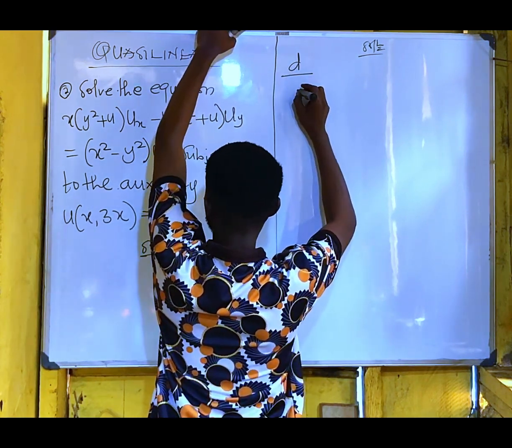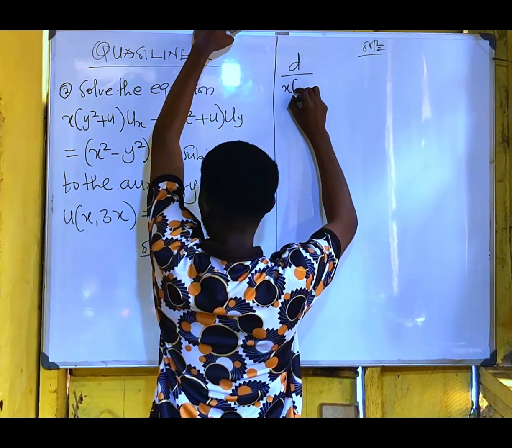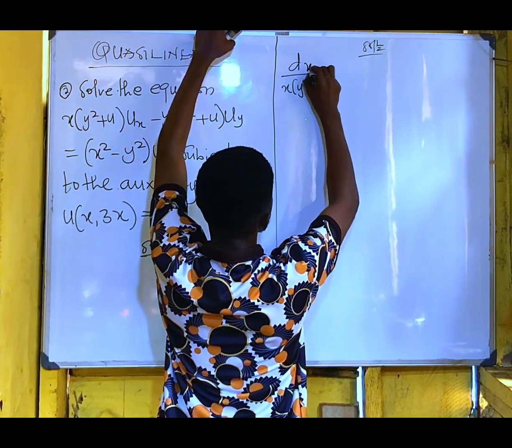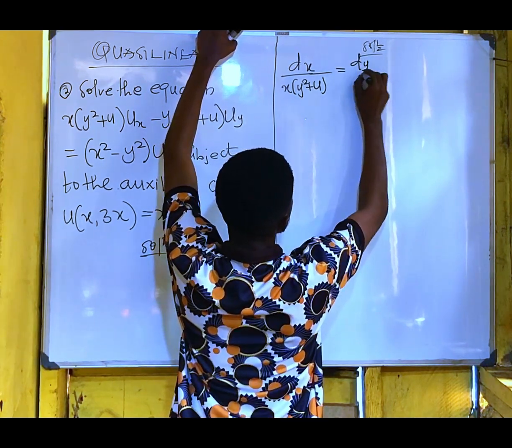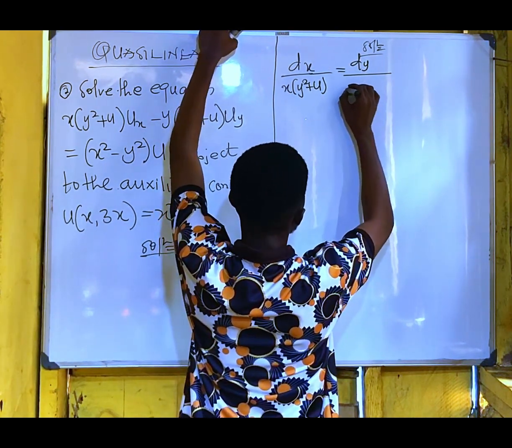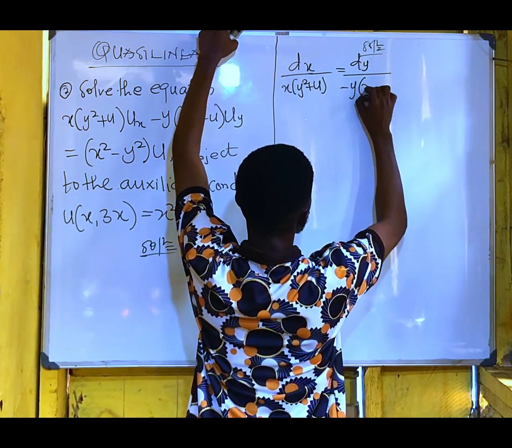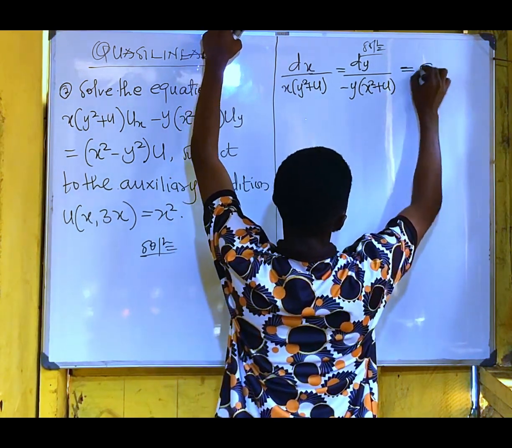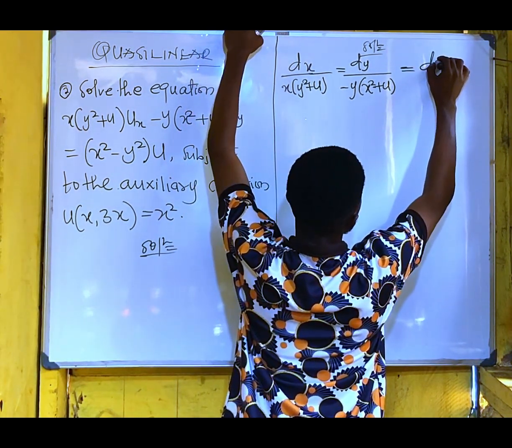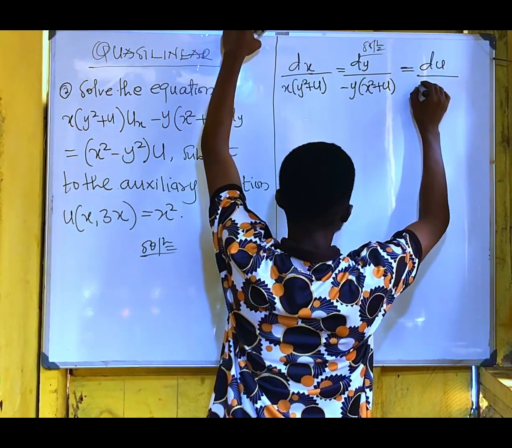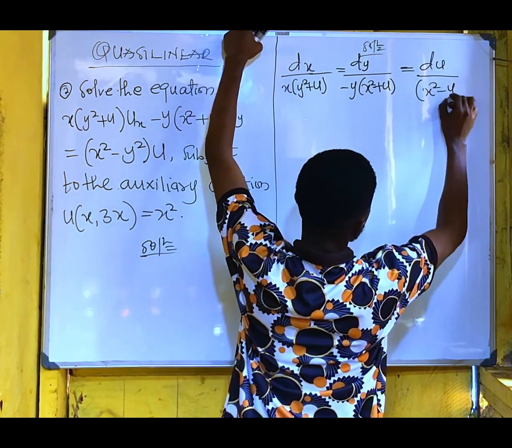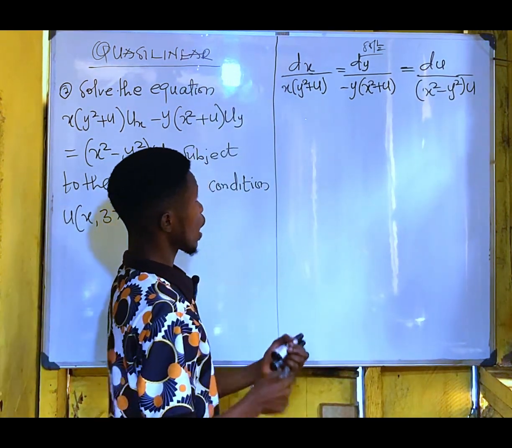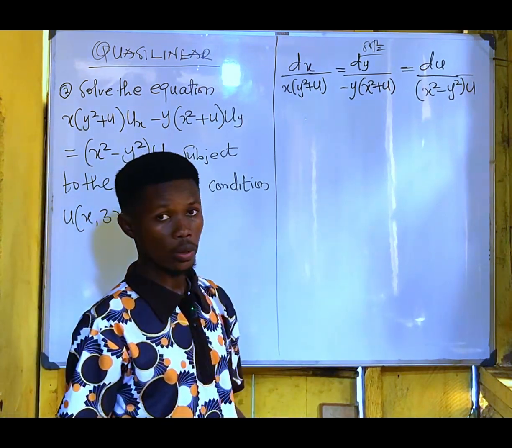So we are going to have dx over x(y squared plus u), that's the x, then the dy will be over minus y(x squared plus u), and the du will be over (x squared minus y squared)u. So this is how you are going to write this. You should take note of that. Is that okay? Very good.